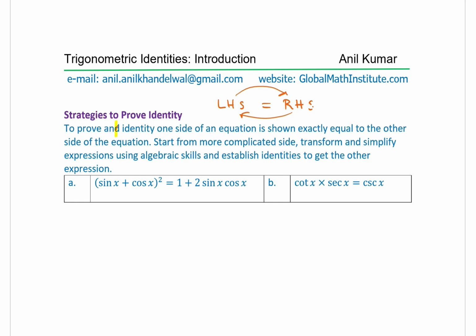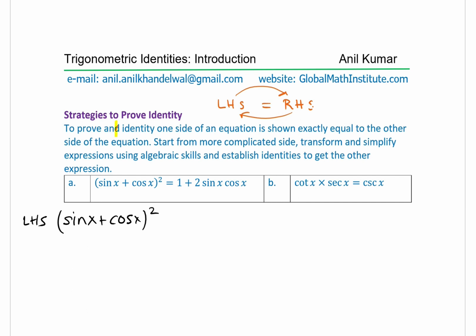Correct? We'll take two examples here. First one is (sin x + cos x) whole square is equal to 1 + 2 sin x cos x. The second one is cot x times secant x is equal to cosecant x. So let's begin with the very first one. We'll start with the left hand side, which is (sin x + cos x) whole square.